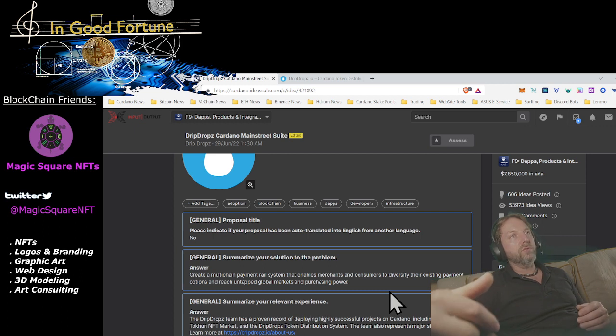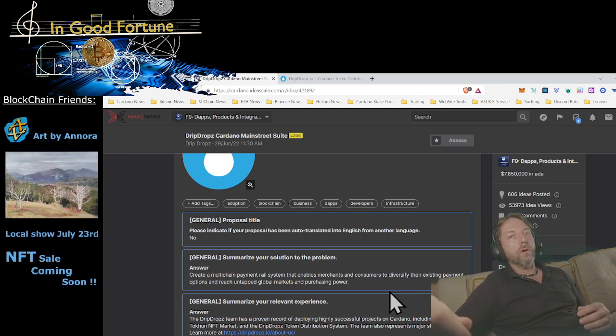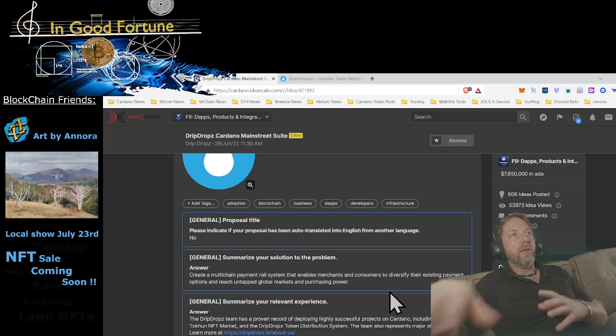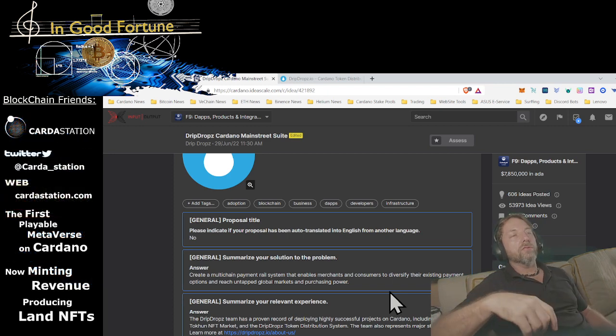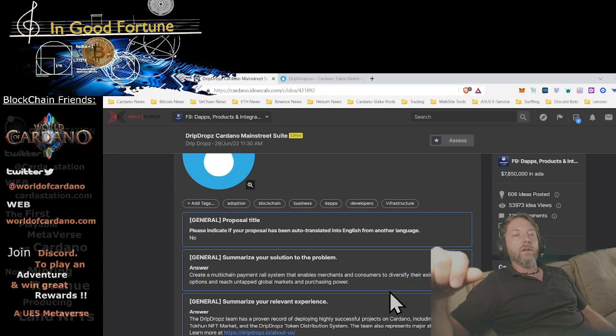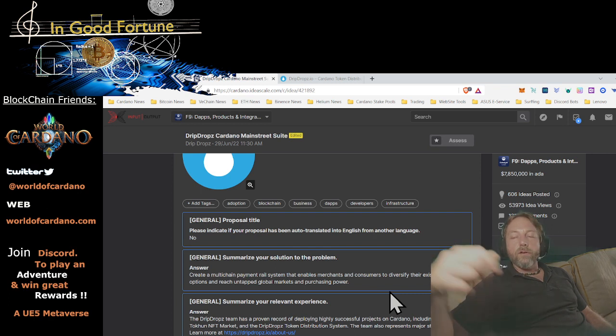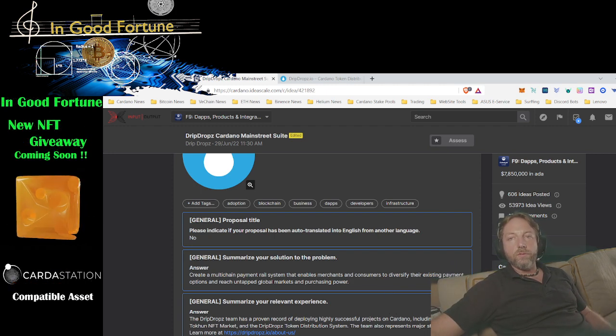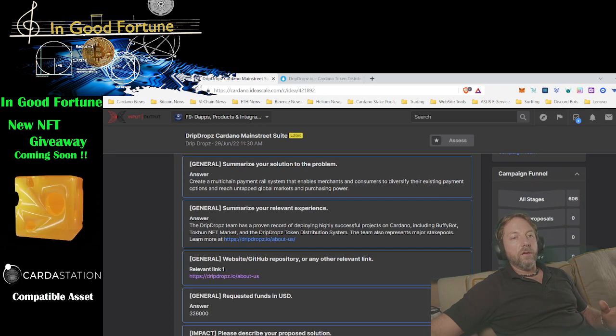Their Catalyst 9 proposal is to set up a payment system where I can accept this person's token, or I can accept that person's token as payment for service, almost like a bartering system. And I think this is a great thing. I really think this is a great thing, and I'd like to see it come to fruition. So this is their proposal. This is something that you might want to look at voting on when you do your voting in Fund 9.